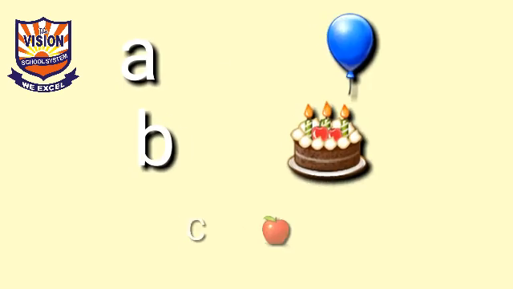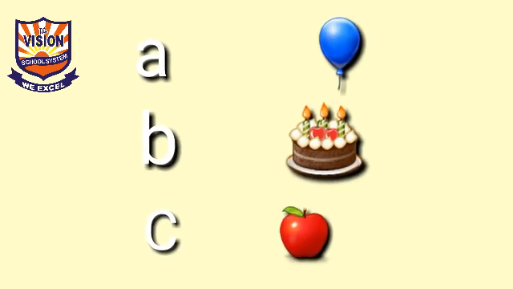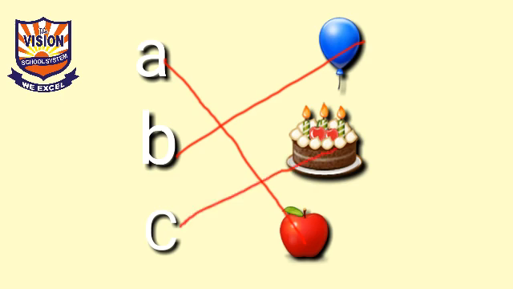For example, here you can see letter A, B, C and some objects. Now what you are going to do? Let's match the letter A with the same object apple, match the letter B with the object balloon and match the letter C with the relevant object, that is cake.